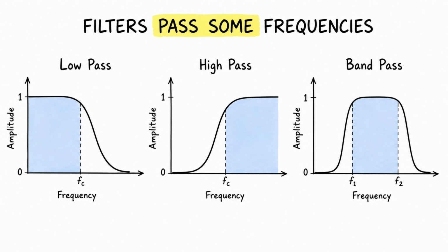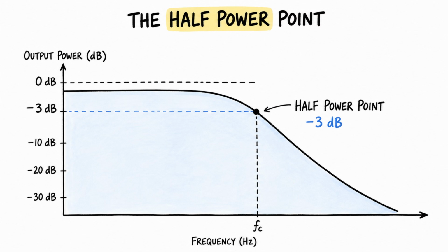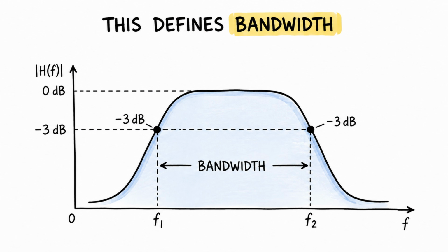Every filter, a low-pass filter, a high-pass filter, or a band-pass filter, passes some frequencies and blocks others. Engineers need a precise way to define where a filter stops being useful. The standard definition worldwide is this. The filter is useful up to the frequency where the output power drops to exactly half the input power. This is called the half power point, or the -3 decibel point. This is the definition of bandwidth used in every datasheet, every communication standard, and every audio specification ever written.